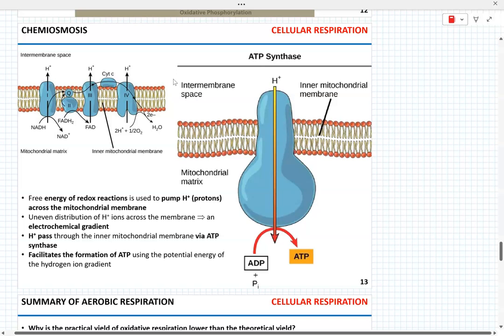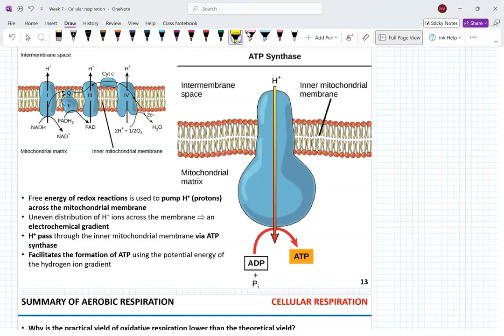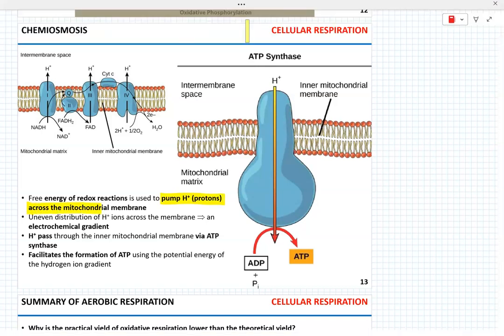So the electrochemical gradient is essentially formed by the use of the energy of all the redox reactions that we were talking about: the energy of the electrons that were collected during glycolysis, during the transition step, and during the Krebs cycle. All those electrons' energy is used in the electron transport chain to pump hydrogen ions, protons, across the mitochondrial membrane.